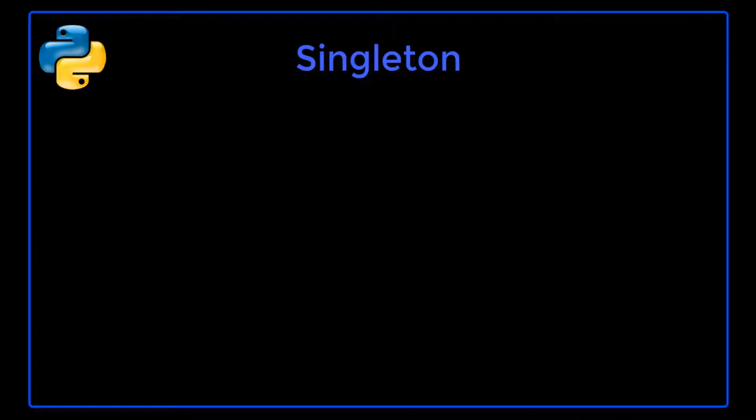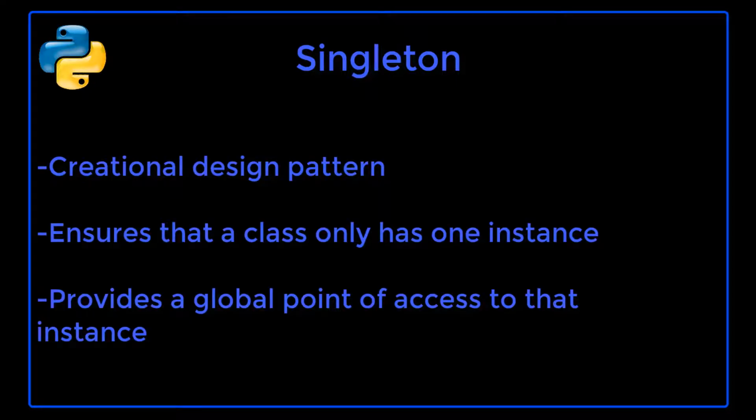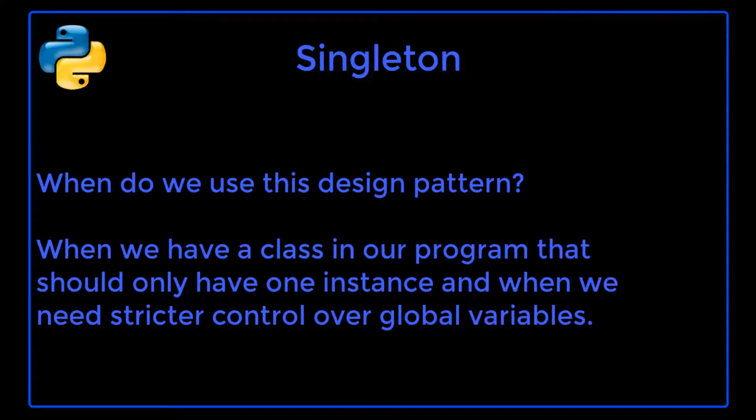In this lecture, we will learn about the Singleton design pattern and how to implement it in Python. Singleton is a creational design pattern. This design pattern will ensure that a class only has one instance and provide a global point of access to it. We use this Singleton design pattern when we have a class in our program that should only have a single instance available to all clients, and when we need stricter control over global variables.